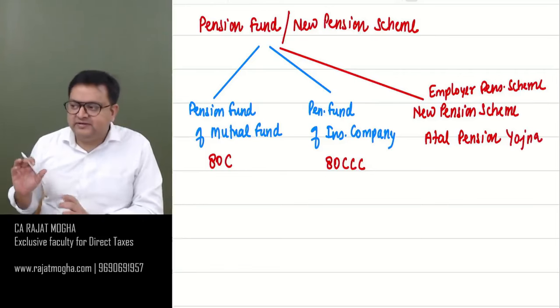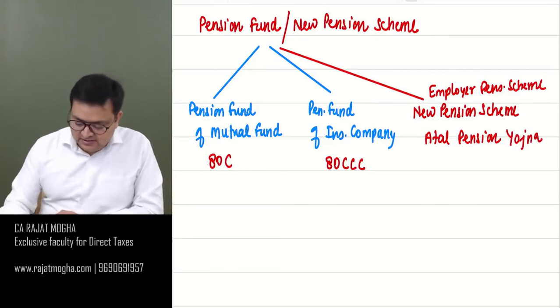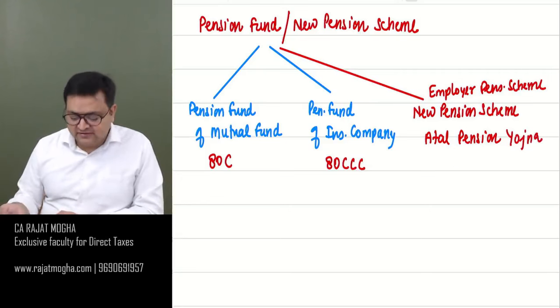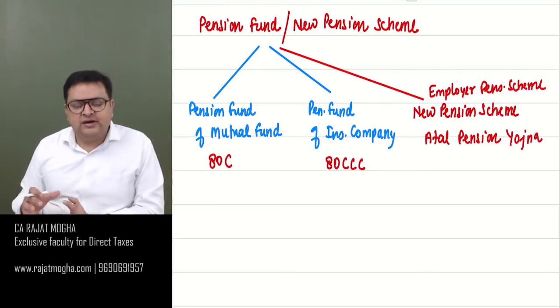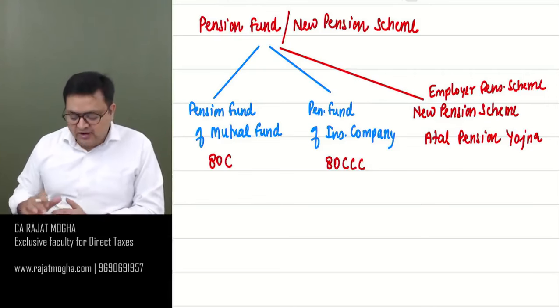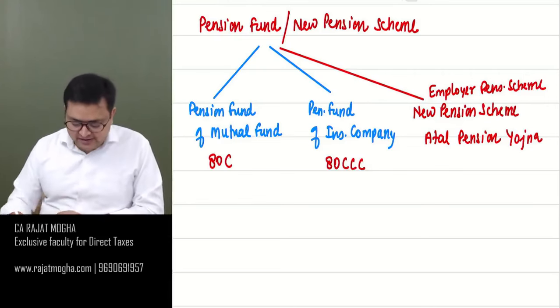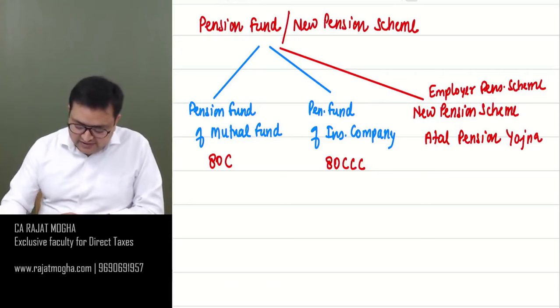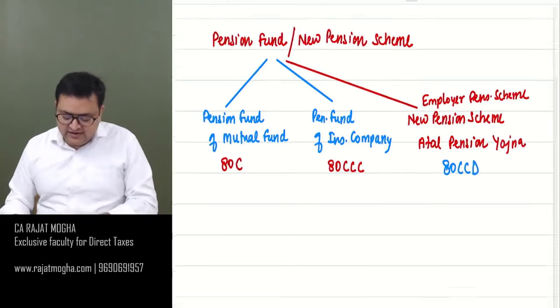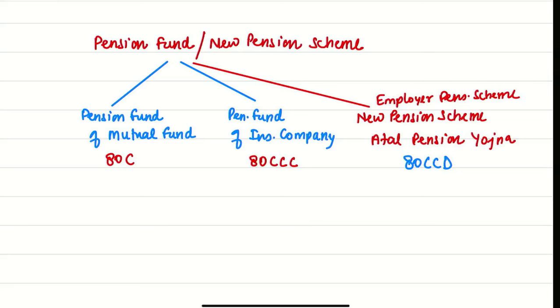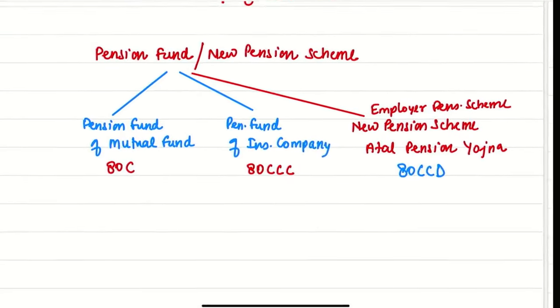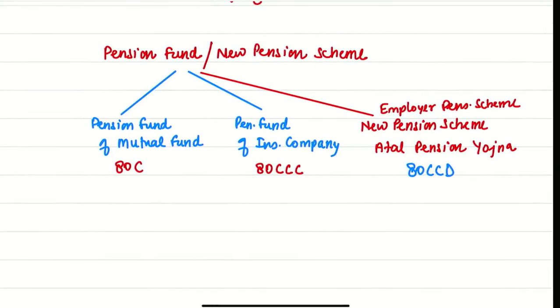So all these pension schemes, the new pension scheme, NPS, where the employer is contributing to the pension scheme, and Atal Pension Yojana, which you will very rarely get, are actually covered under 80CCD. This is 80CCD. So please write this also, so that you should not be confused.